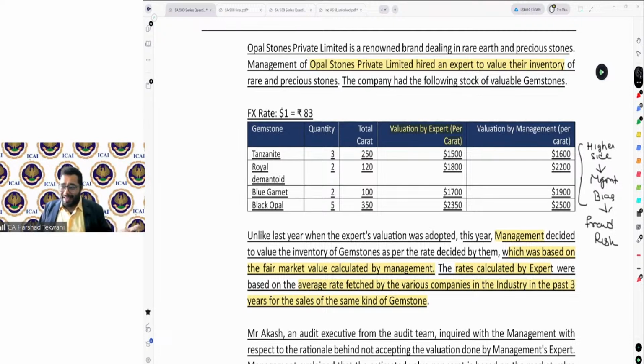Why is management selecting this particular valuation? Why not the valuation by an expert? Very important. The auditor shall review the judgments and decisions made by management in making the accounting estimate to identify whether there are indicators of possible management bias. Indicators of potential management bias are not themselves a misstatement, but they may point towards a risk of material misstatement.